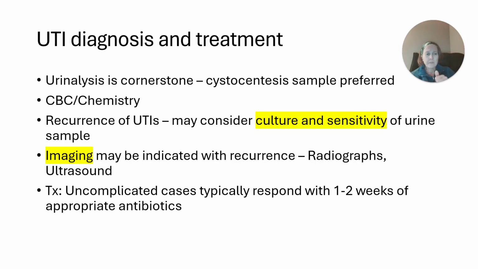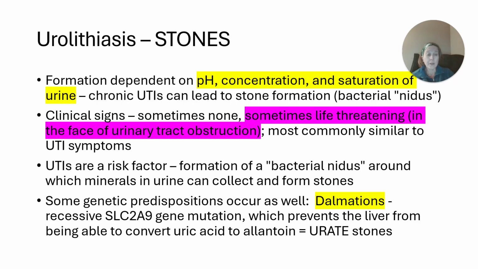If we have animals that are having recurrent UTIs, those are animals that are really important to image. So obtaining x-rays or doing an ultrasound of the urinary bladder and kidneys can be quite beneficial to look for things like tumors, look for things like stones as well. As a general rule, uncomplicated urinary tract infections usually respond within a week to maybe 2 weeks at most of appropriate antibiotics. So what if we have stones?